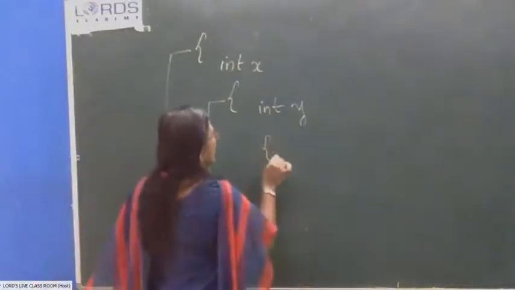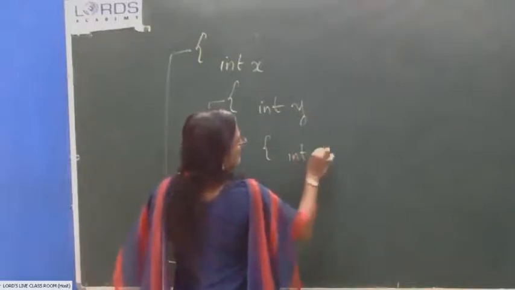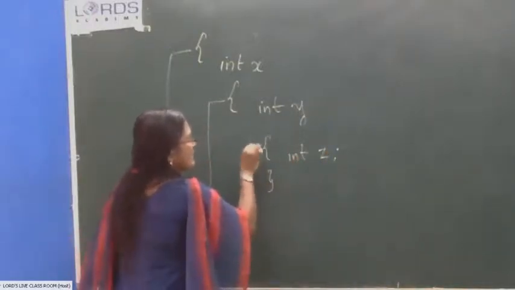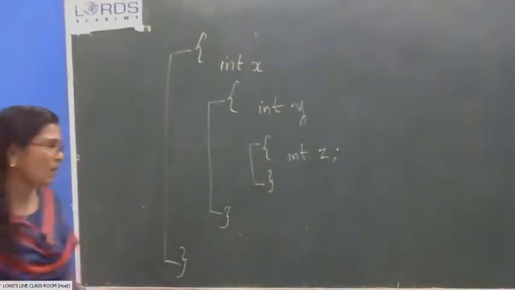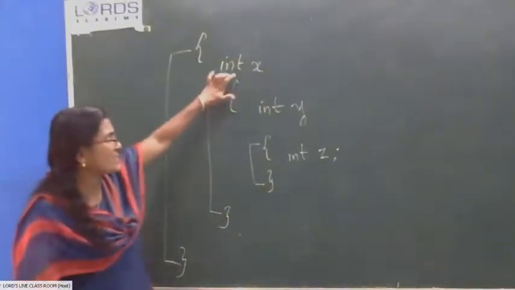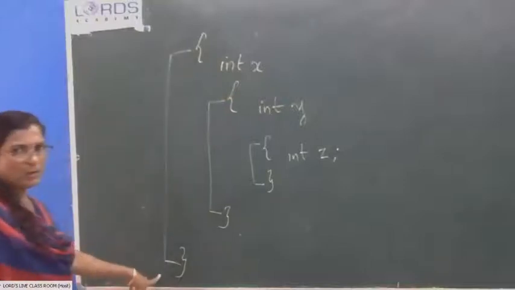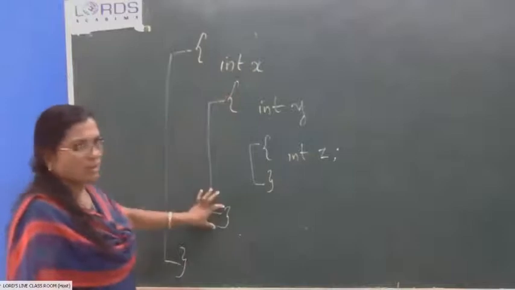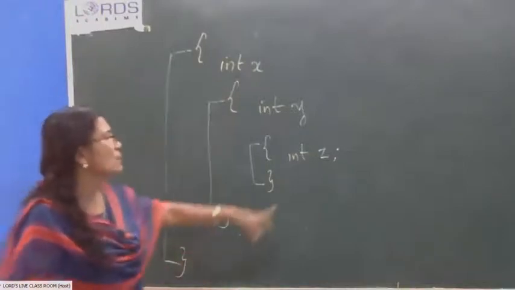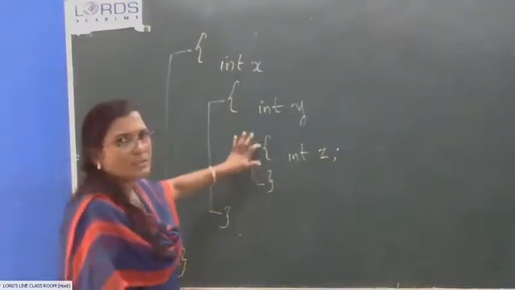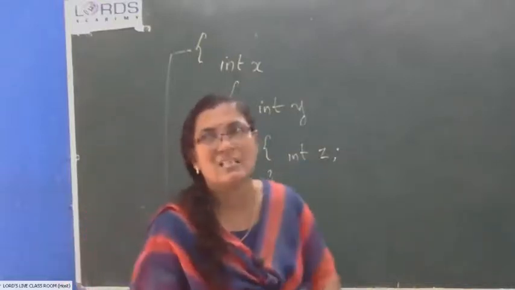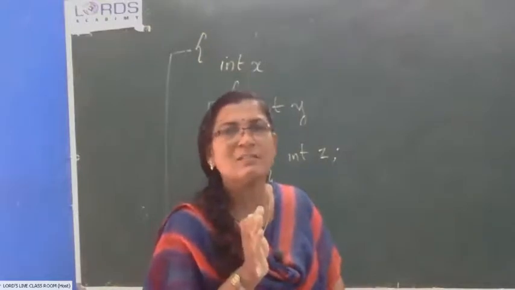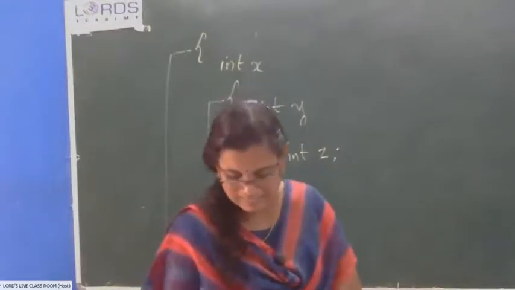Inside this, I am declaring another block. So, int z, another variable, is declared here, and this block ends here. Z is available only within this block. So, the scope of x is limited to the outer block. The scope of y is limited to the second, nested block. The scope of z is limited to this block. The scope of a variable is limited to the block in which it is declared.